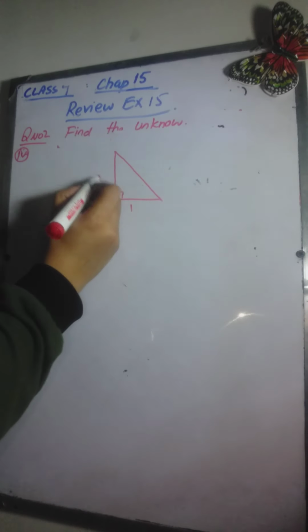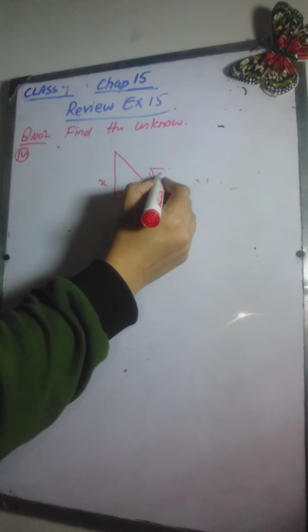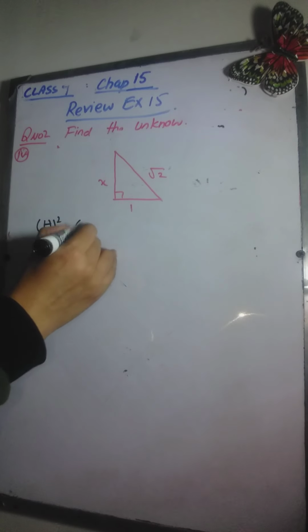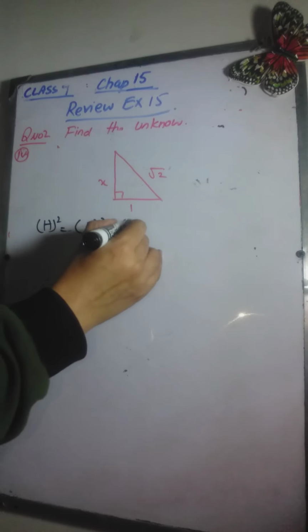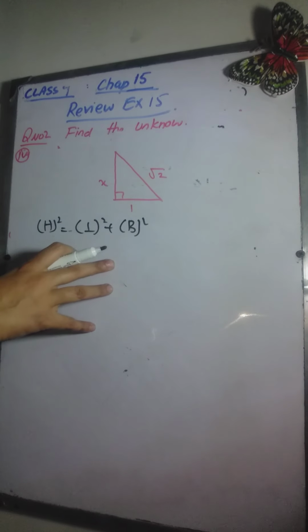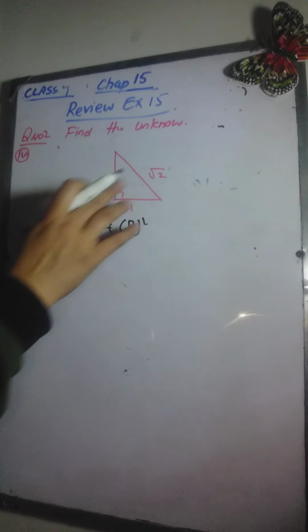This length is 1 centimeter, this is x, and this is under root 2 centimeter. Again we have to find the value of x. For that, once again we are going to use the Pythagoras theorem. Because it is a right triangle, we can easily use Pythagoras theorem because it is satisfied by all the lengths of all the right triangles.